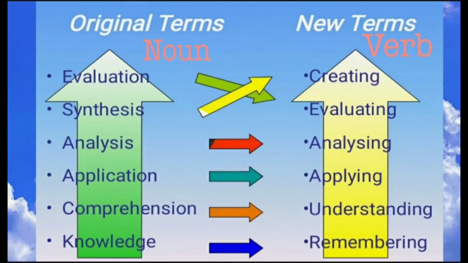In Bloom's taxonomy, the original terms were nouns and the new terms are verbs. So, knowledge changed to remembering, comprehension changed to understanding, application changed to applying, analysis changed to analyzing, synthesis changed to creating, and the last part in the revised taxonomy is creating instead of evaluation.